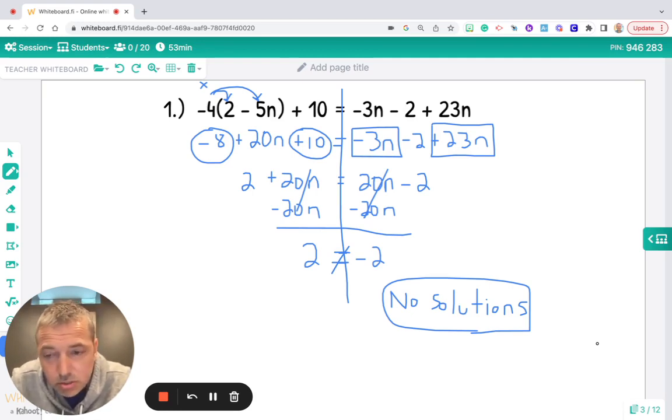This problem has no answers, no numbers I can put in to make both sides of the equation equal. This one has no solutions, but if they were equal, we would say infinite solutions. There also might be a couple on here where you actually get an answer, and again, that would have one solution, right? All right, I hope that helps.